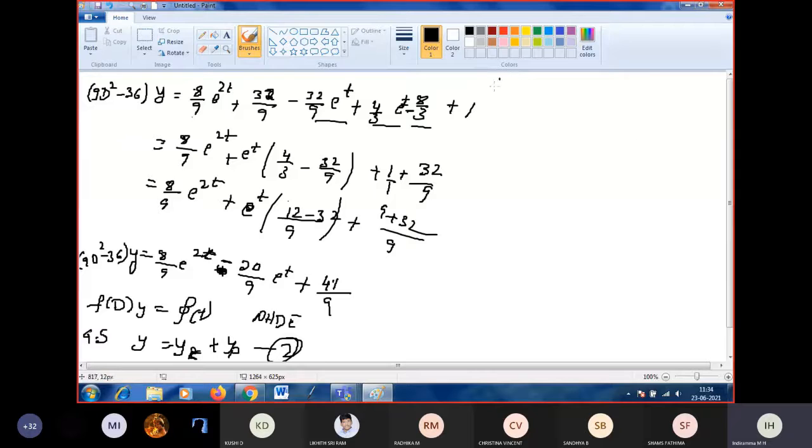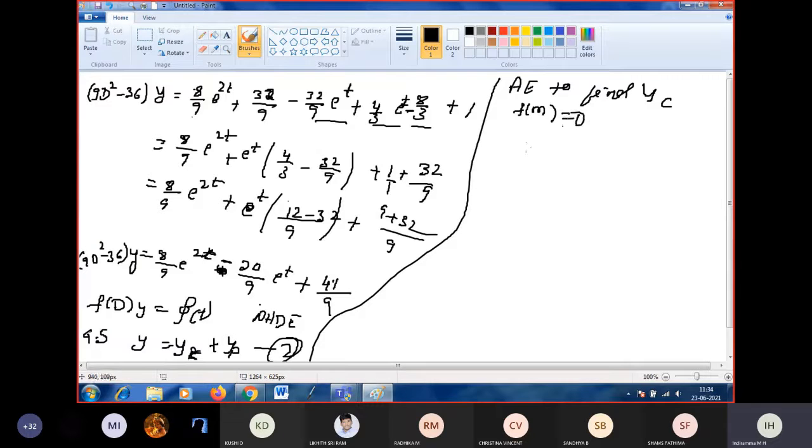Next, to find yc, what should we consider? Auxiliary equation. f of D is equal to 0 is the auxiliary equation to find yc. Okay. So what is the auxiliary equation? f of m is equal to 0. Since it is f of D, you replace D by m. That's it. So 9m square minus 36 equal to 0.